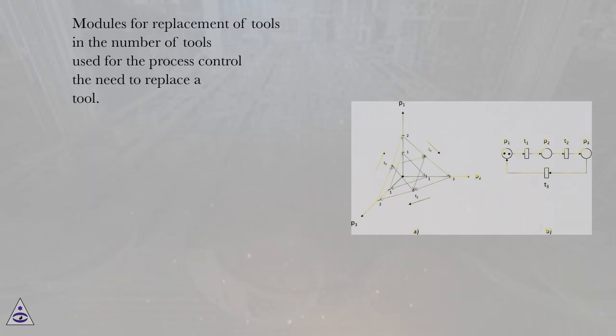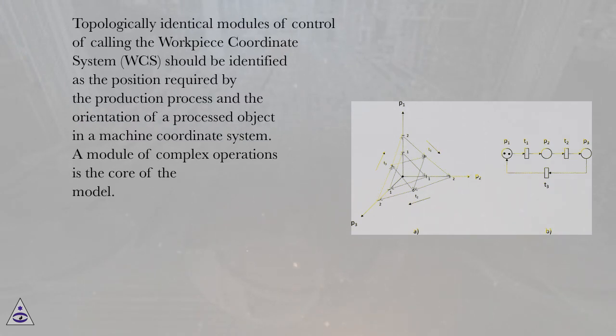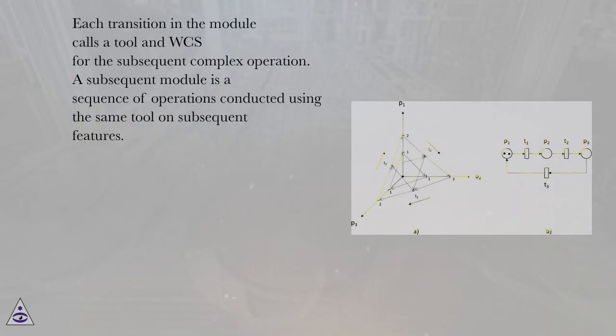Modules for replacement of tools in the number of tools used for the process control the need to replace a tool. Topologically identical modules of control of calling the Workpiece Coordinate System, WCS, should be identified as the position required by the production process and the orientation of a processed object in a machine coordinate system. A module of complex operations is the core of the model. Each transition in the module calls a tool and WCS for the subsequent complex operation.